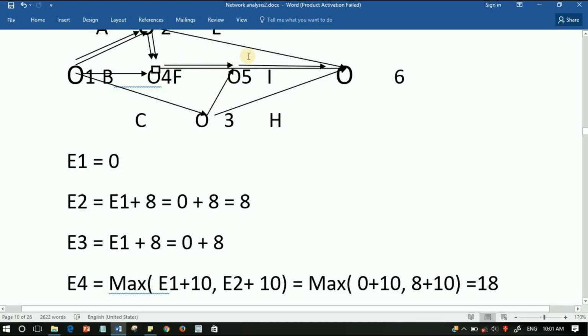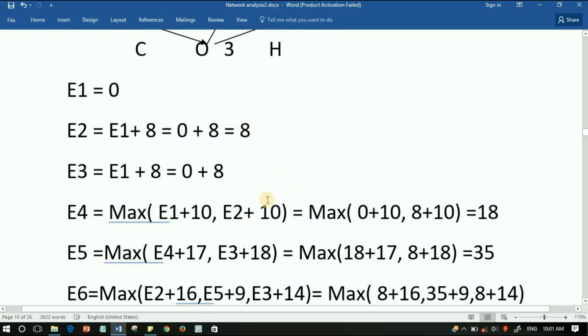Also, for E5, you can see that there are two activities coming. After completion of two activities, you have to start activity I. So there are two branches. So we have to take the maximum of E4 plus the activity duration and E3 plus the activity duration. That is the maximum of E4 plus 17 and E3 plus 18. We get the maximum value as 35.